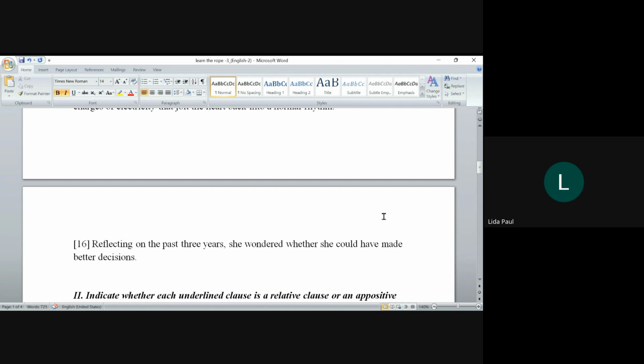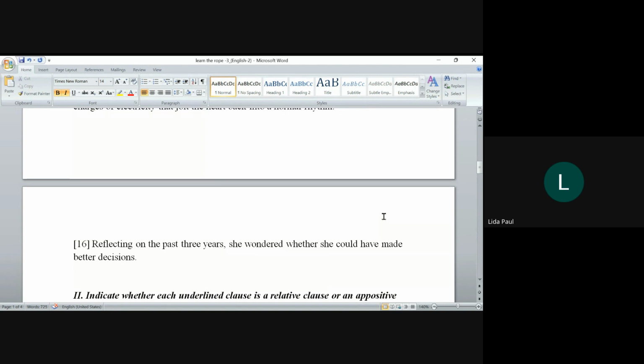This one is your independent clause. So obviously the first part, reflecting on the past 3 years, becomes one of the subordinating clauses, right? Now let's see if there are others, right? She wondered whether she could have made better decisions. So if I'm going to break that particular sentence into subject, verb, object, what do I get here?